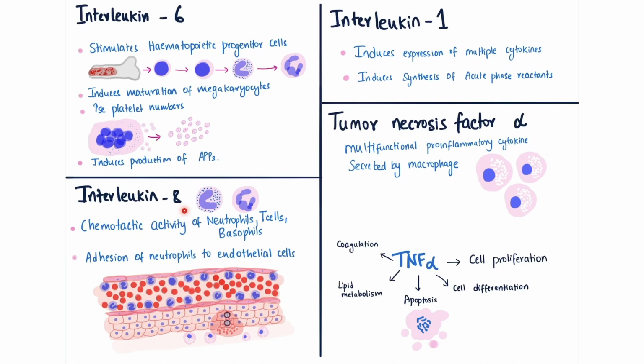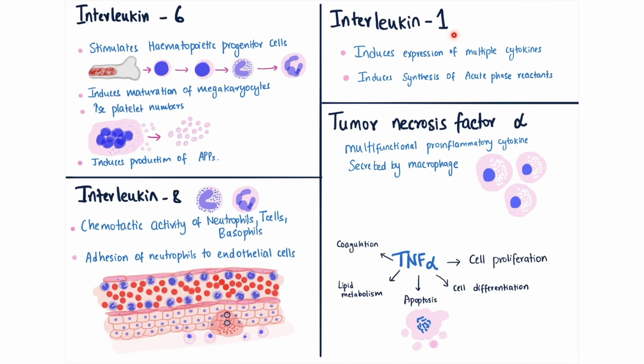Coming to interleukin 8, it has to do a lot with neutrophils and T cells. It increases the chemotactic activity of neutrophils, T cells and basophils. It also helps to increase the adhesion of neutrophils to the endothelial cells. Neutrophil adhesion to the endothelial cell is very important because only after it gets attached to the endothelial cell, it can penetrate and reach the area of inflammation and fight the pathogen and restore homeostasis.